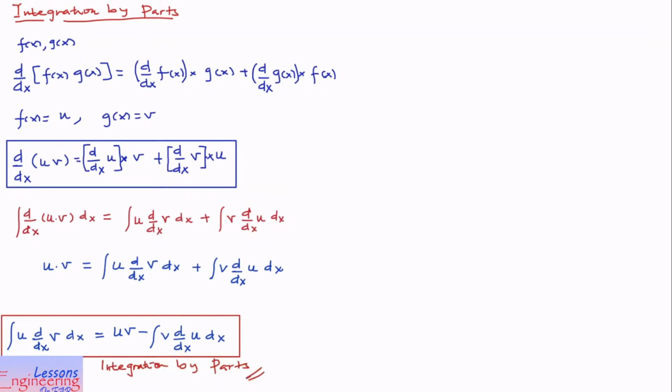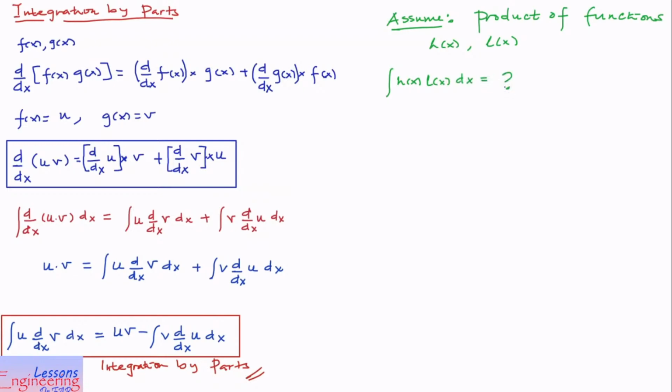Let's assume the following. You are given a product of functions, let's say h of x and L of x. So we have two functions, h of x and L of x. In this case, the objective is to find the integral of h of x times L of x dx. This is now what is required.